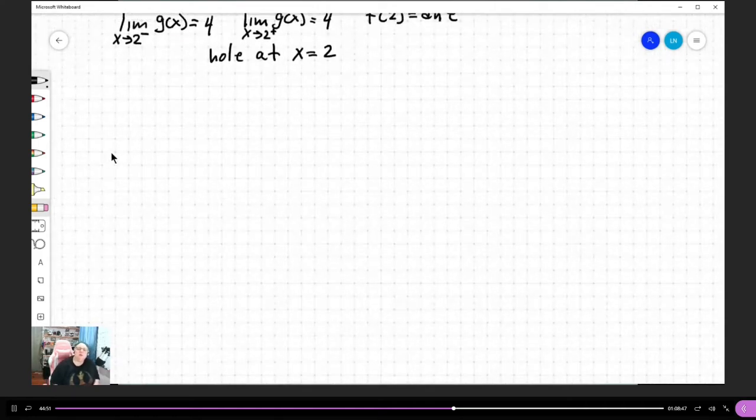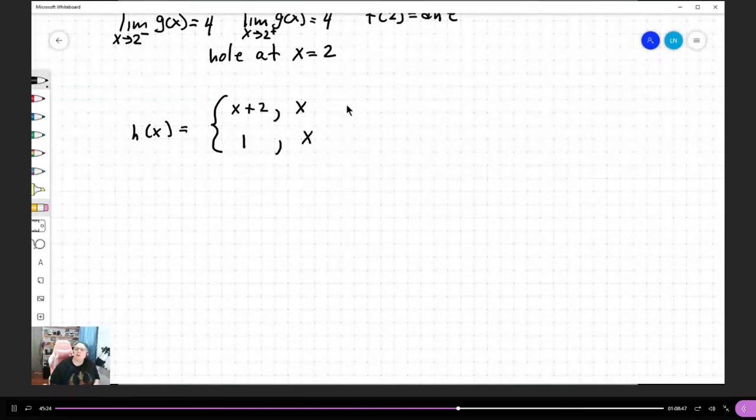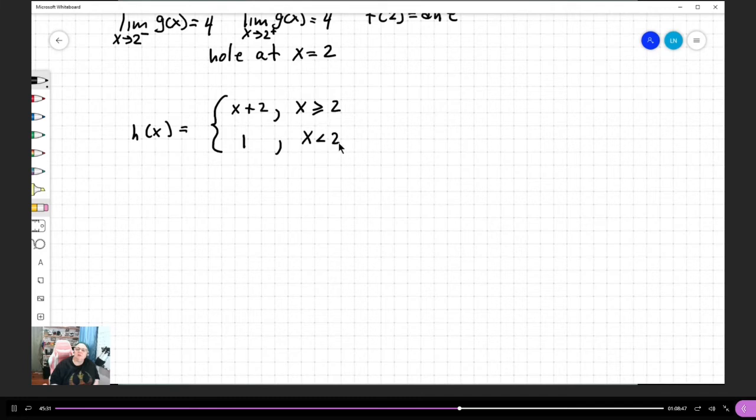Let's take h of x equals x plus 2 if x is not equal to 2, and 1 if x is equal to 2. Okay, actually, you know what? I want to change this one. I don't want to use it, because I just did one exactly like this. Let me change this one a little bit. Let's make this x plus 2 if x is greater than or equal to 2, and 1 if x is less than 2. Okay. Yeah, that'll work.